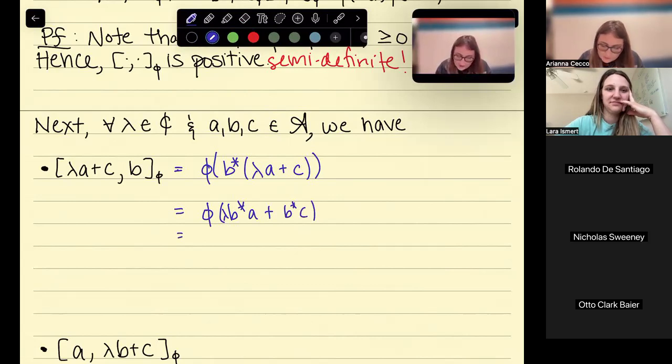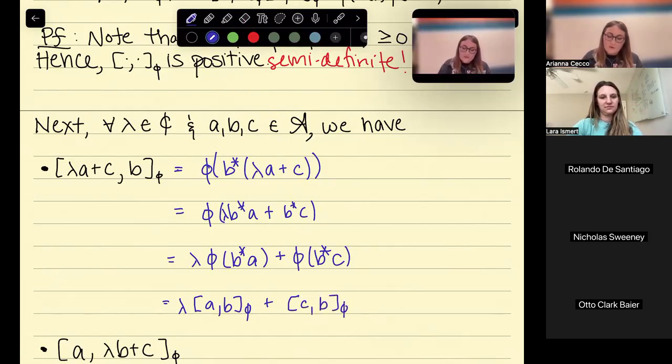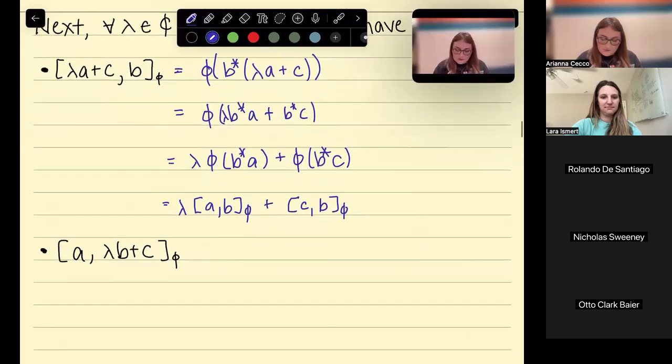But this is going to be phi of lambda b star A plus b star C. And then we know that here the lambda is going to come out, and we have phi of b star A plus phi of b star C. And when we rewrite it back in the bracket notation, this is going to be phi of CB plus phi. So this is linear in the first coordinate.